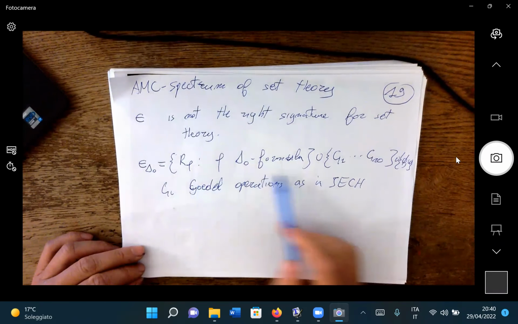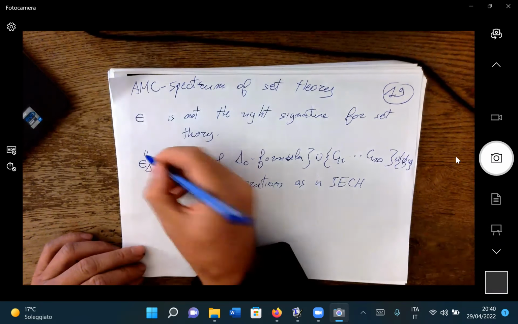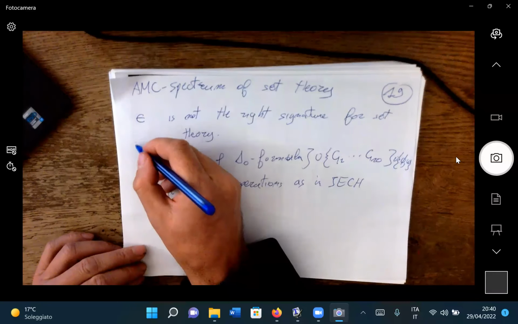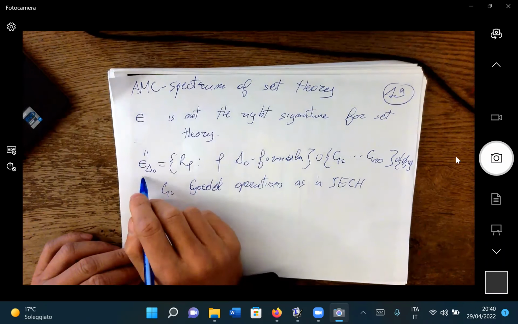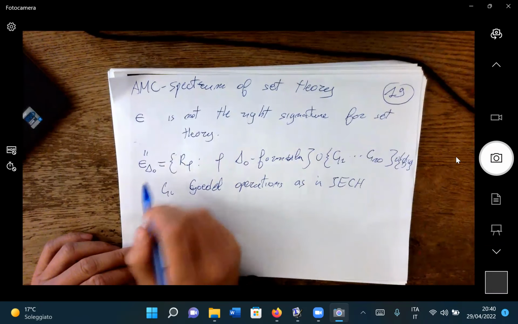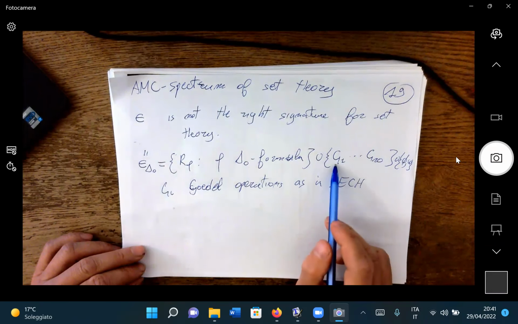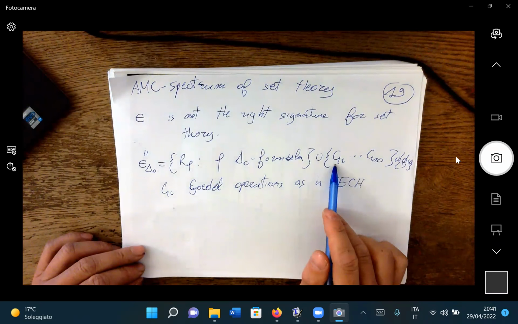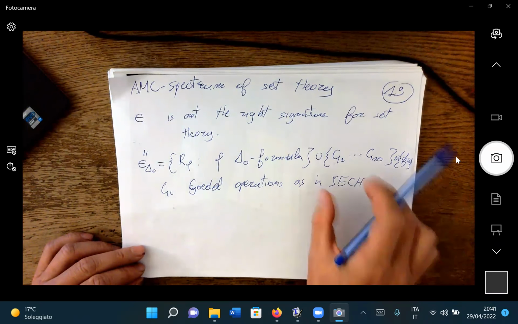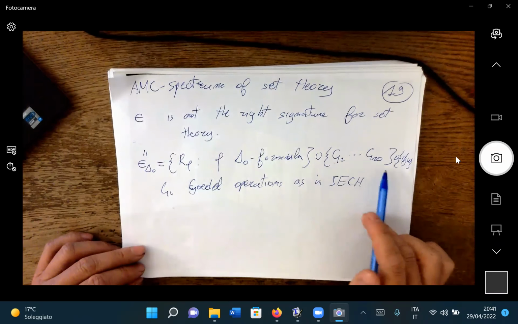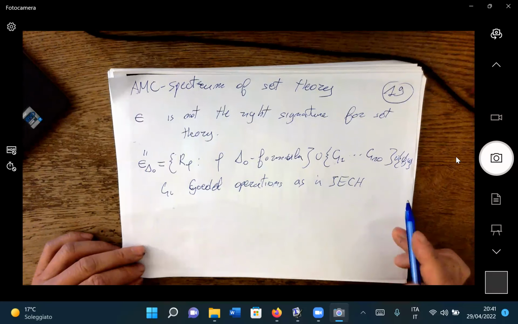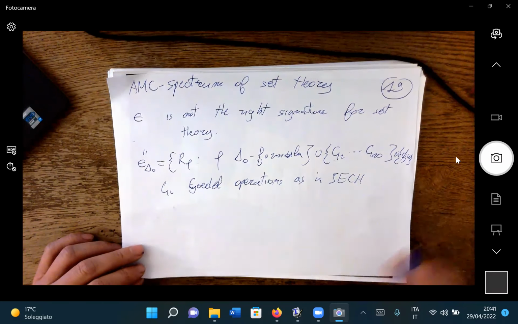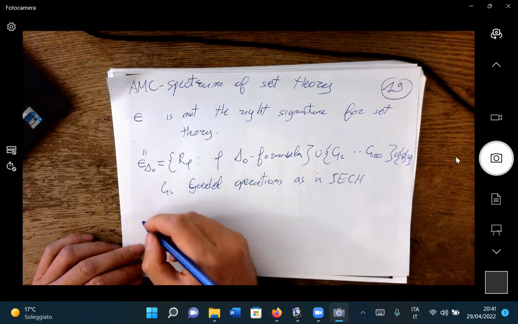And I leave you as a very basic exercise to check that this is actually obtained by, I mean, the graphs of these functions are expressible by delta 0 formulas, and you need just a fragment of ZF to prove that those are total, well-defined functions. Okay, and to define empty set and omega, you can do that with a delta 0 formula. They are the unique solution of a delta 0 formula. Okay, why am I saying this?